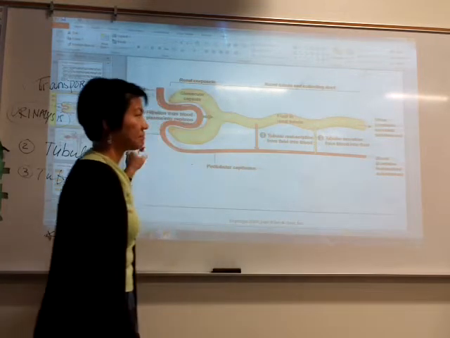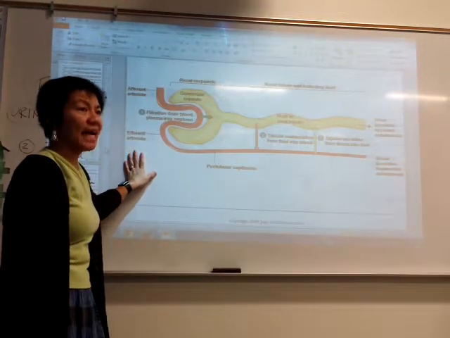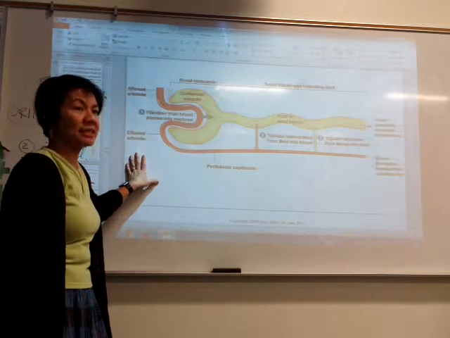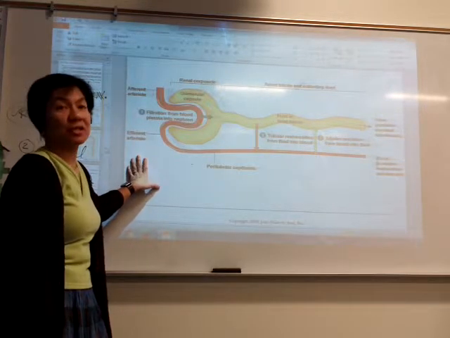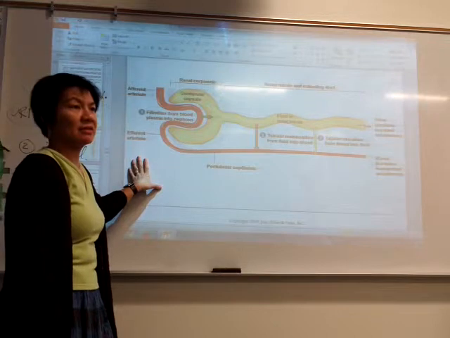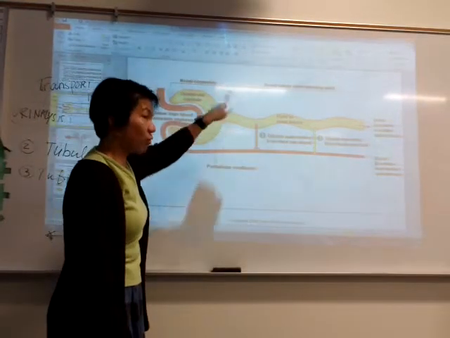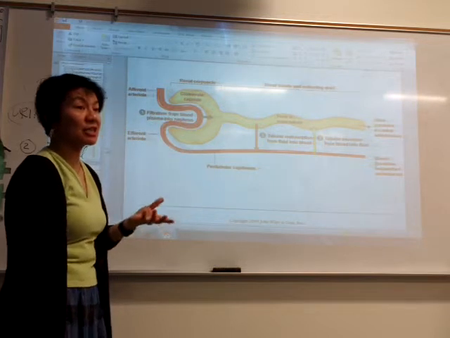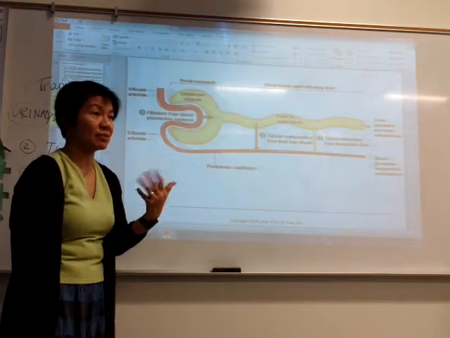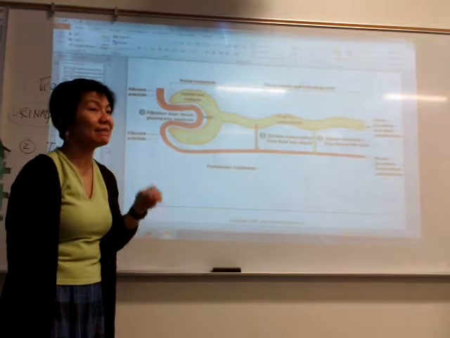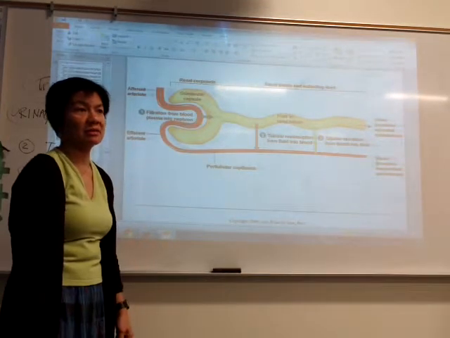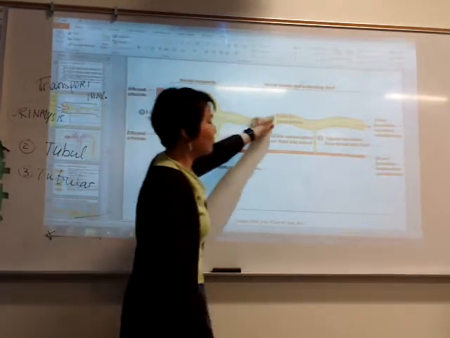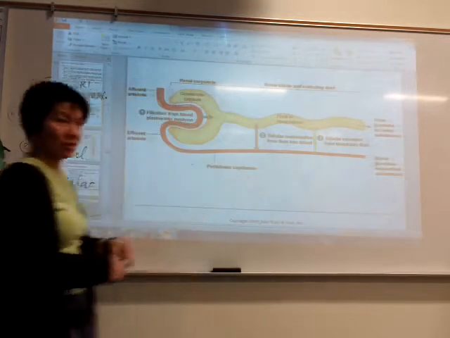Okay? It has to be a long process because you want to get rid of what you want to get rid of. This series of coiled tubes in your kidneys gives you a chance to reabsorb, to recapture what you didn't mean to throw out. That's why it's a long coil. Okay?